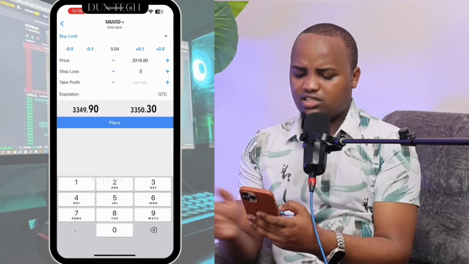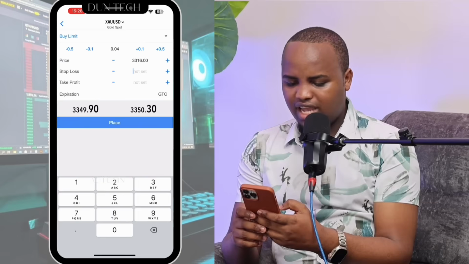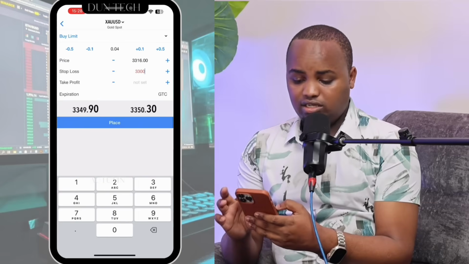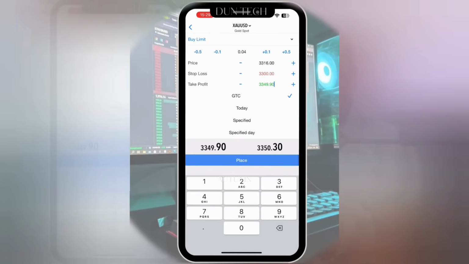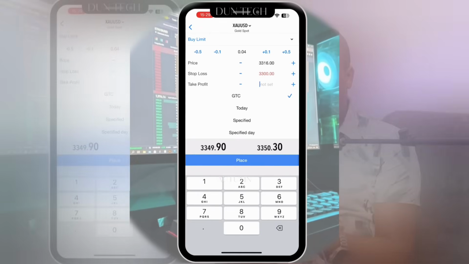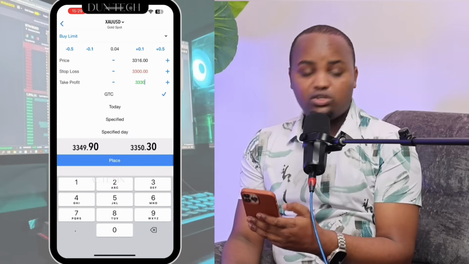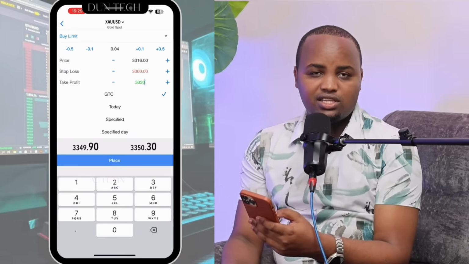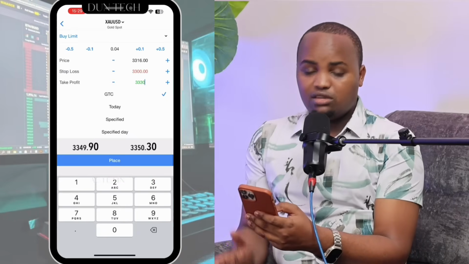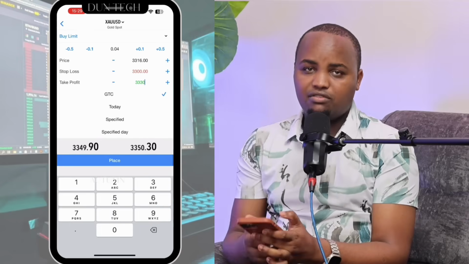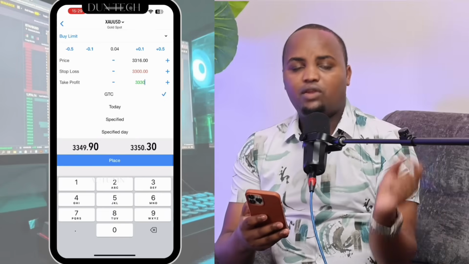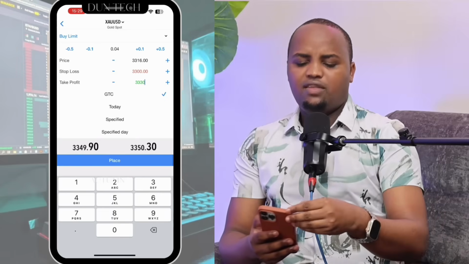The stop loss you can adjust to be below that one, probably at 300, and the take profit has to be above that one. The TP can be around even 330. You can see the current price is at 349. So that is the buy limit, and after buying, we have the TP around that corner here.